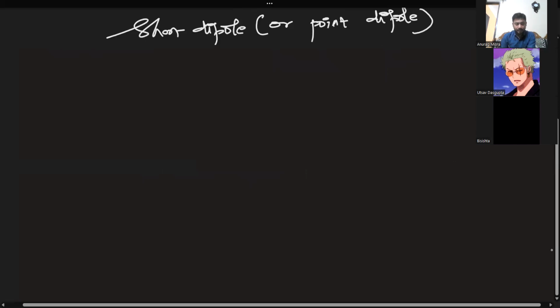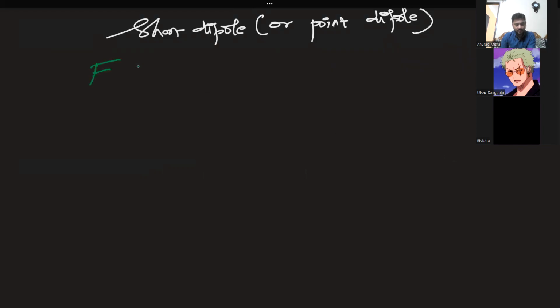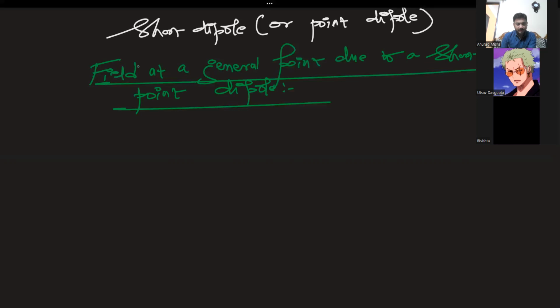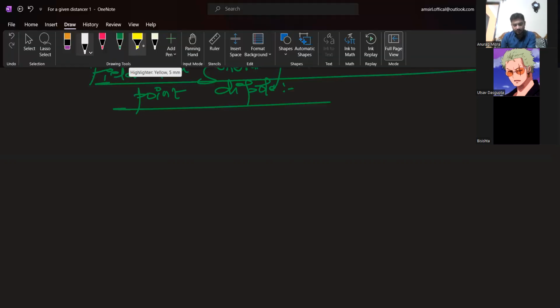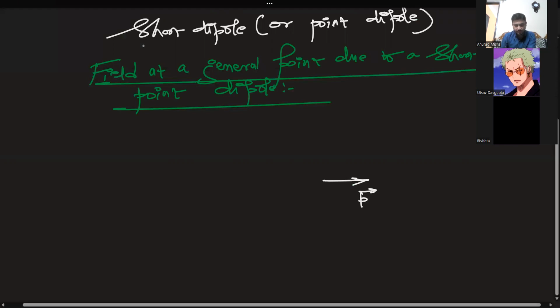Now see, the next important point, जो additional point को क्या देखना है कि field at a general point due to a short or point dipole. At a general point, मतलब suppose हमारे पास एक short dipole, ध्यान से देखो. Suppose I have a short dipole here. This is a short dipole, right? I am drawing it in a larger version, but actually it is a small dipole.